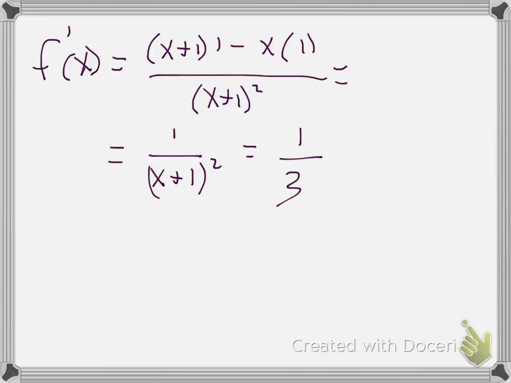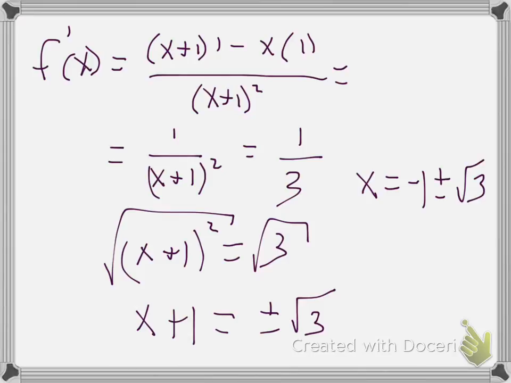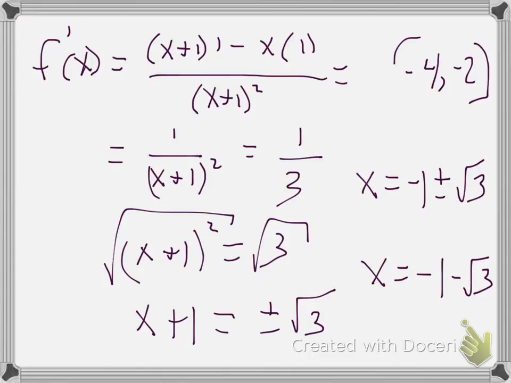Because now 1 over x plus 1 squared equals 1 over 3, or x plus 1 squared equals 3. I can take the square root of each side, and x plus 1 equals plus or minus the square root of 3. So x is equal to -1 plus or minus the square root of 3, but the one we're looking for is x equals -1 minus the square root of 3, because the square root of 3 is going to be bigger than 1. And remember, we need this to be in the interval -4 to -2. So that is the one we are looking for.